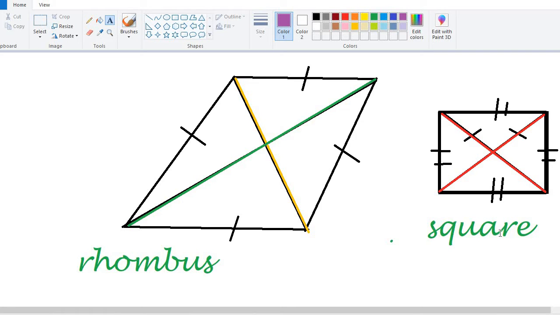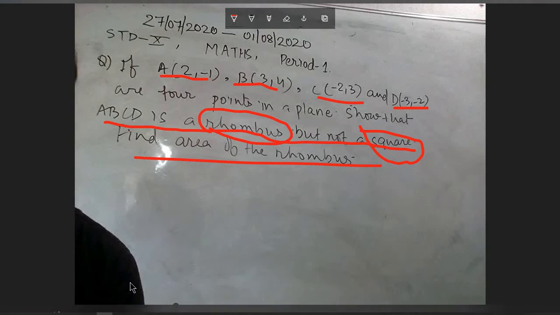But in the case of a square, all four sides are equal as well as the diagonals. See, the diagonals are red colored. That means they are equal. So if the diagonals become equal in a parallelogram whose four sides are equal, it becomes a square. If the diagonals are not equal but all four sides are equal, that means it is a rhombus. That is the concept we have used in our question.